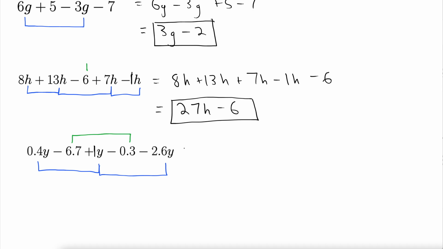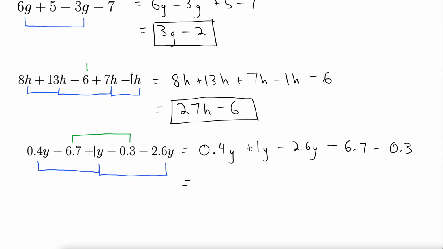Okay, so I'm going to rewrite it. You don't have to. You can jump maybe right to the answer. You might have to use a calculator for this. 0.4y plus 1y minus 2.6y. So that's all the y's. Then off to the side here I have minus 6.7 minus 0.3. Here with these y's, again, you might have to use a calculator. Maybe you can do it in your head. I recommend trying to do it in your head. You don't want to be overly reliant on calculators, but it's okay if you need a calculator for this bit.